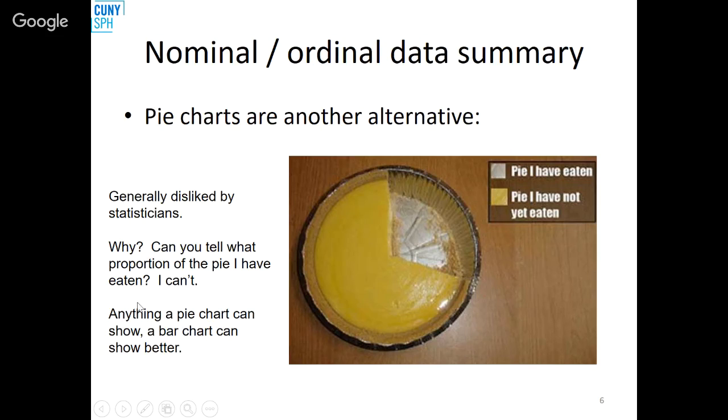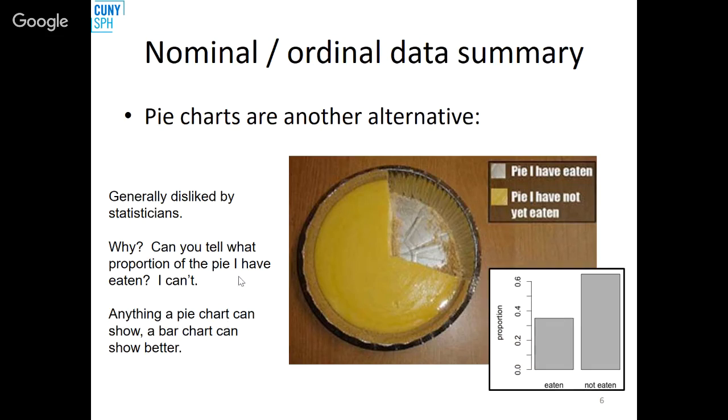Another reason statisticians frown on pie charts is that anything that you can put in a pie chart, you can also put in a bar chart, and it will be more quantitative, such as this bar chart showing the amount eaten and not eaten, which is not nearly as much fun, but you can at least read directly off here that this is something very close to 65% not eaten. But this is a case where I would stick to the pie chart.